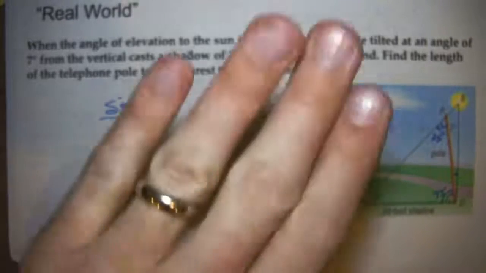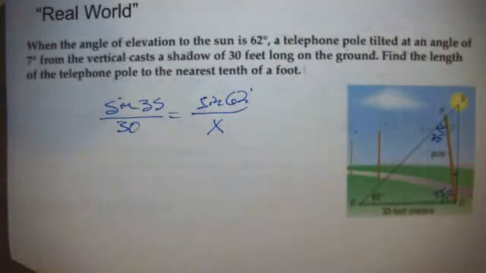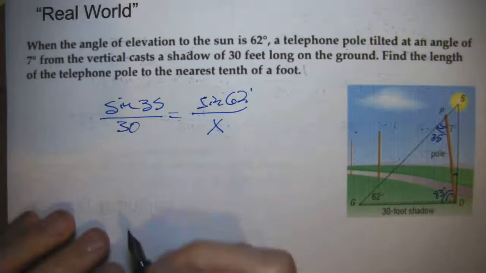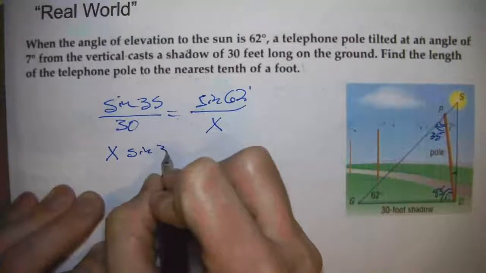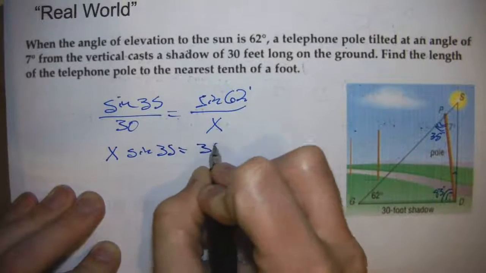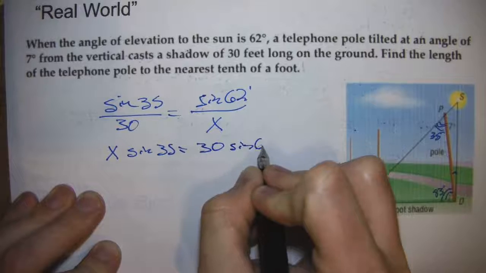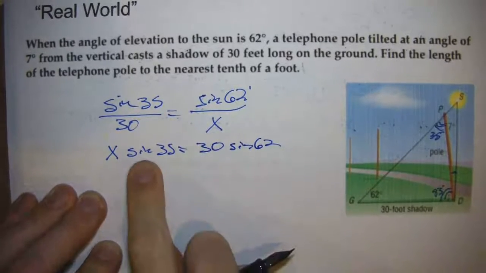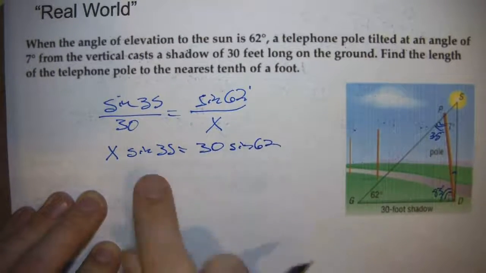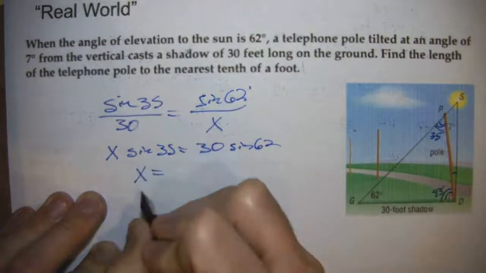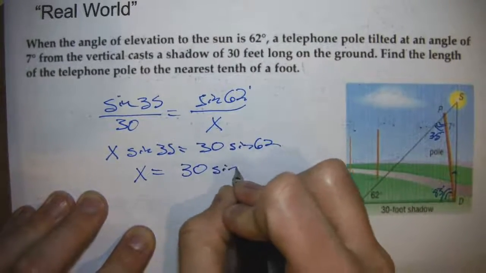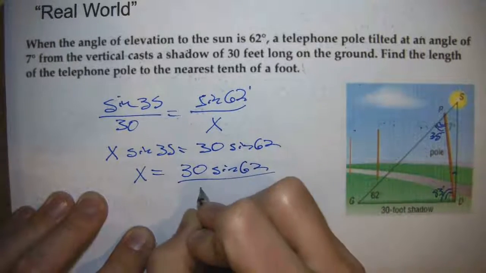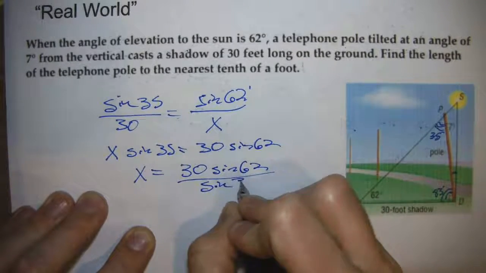We've used our law of sines to be able to figure out that distance. So again, we'll cross products and we're off to the races. So x multiplied by sine 35 is equal to 30 multiplied by sine of 62. We'll divide sine of 35 from both sides. So x, our pole length there, is 30 multiplied by sine of 62 over sine of 35.